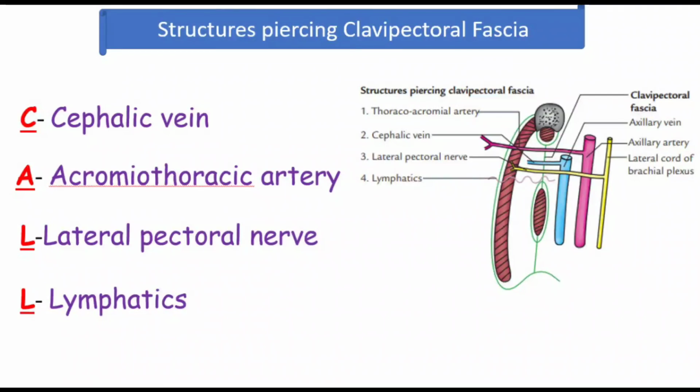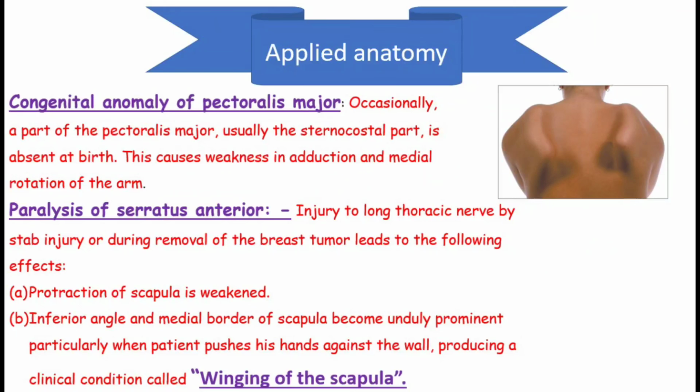So now, structures piercing the clavipectoral fascia. This can be remembered by the mnemonic CALL: C for cephalic vein, A for acromiothoracic artery or thoracoacromial artery, L for lateral pectoral nerve and L for lymphatics. Now let's move on to the clinical aspect.